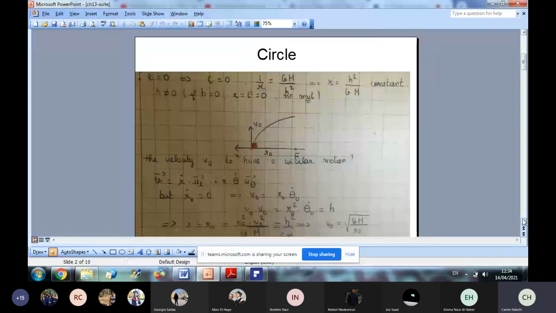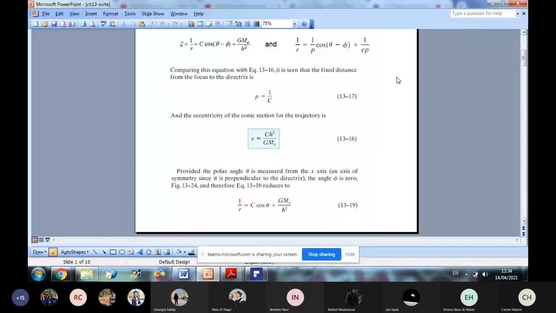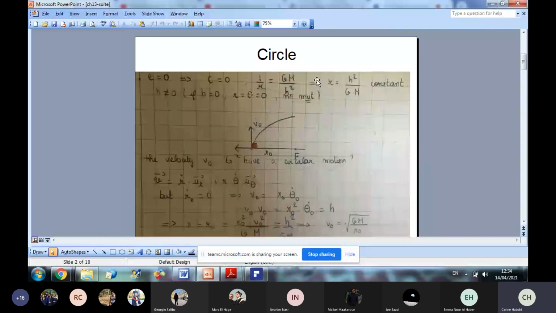The first type is for eccentricity equal to 0. For eccentricity equal to 0, then the value of C will be 0, and we will see together why. Because if we apply the formulas we got together on the case of e equal to 0 and replace C by 0 in the equation here, you will get that 1 over r is equal to GMe over h squared, which is constant. Then for e equals 0, I obtain a constant. And since r is constant, it's a circular motion. Okay?